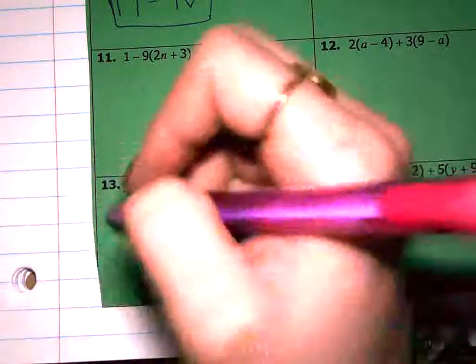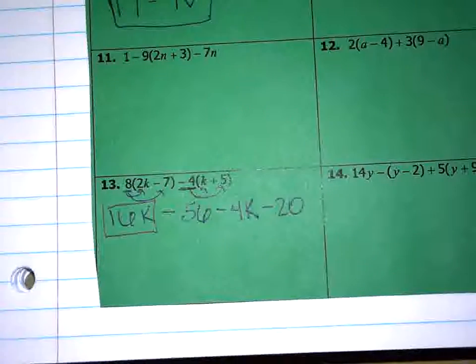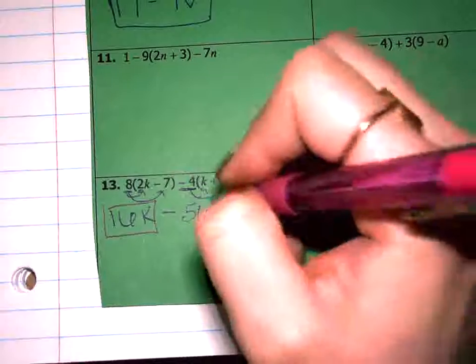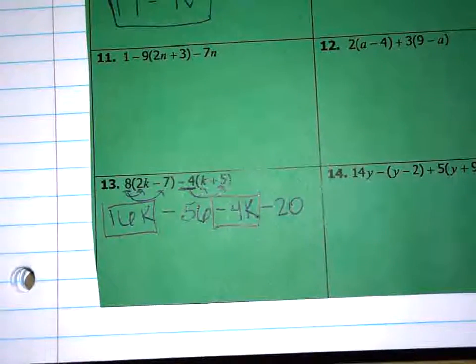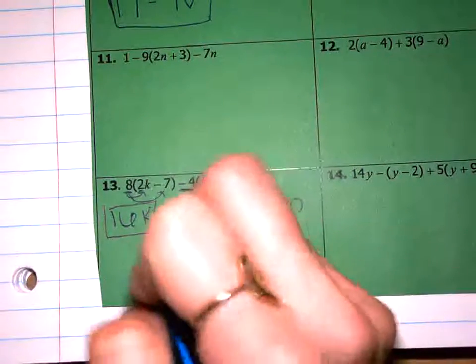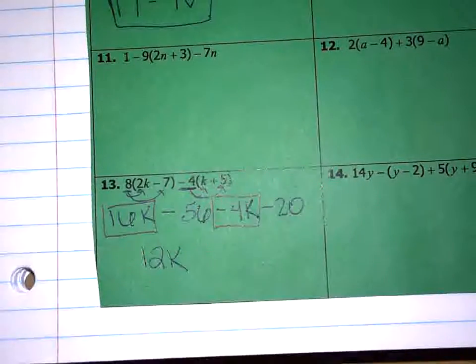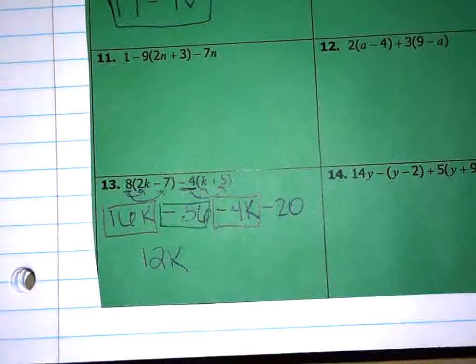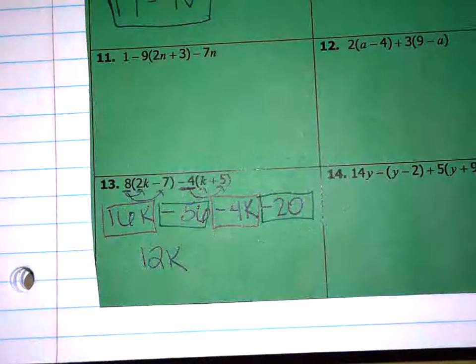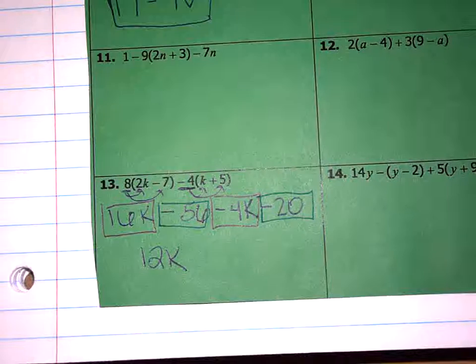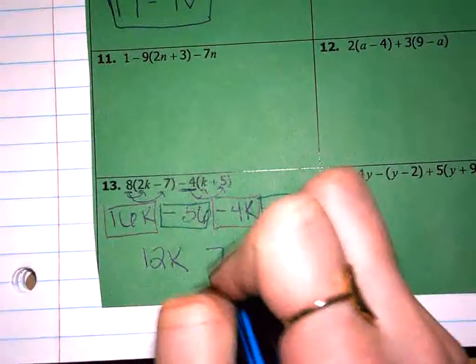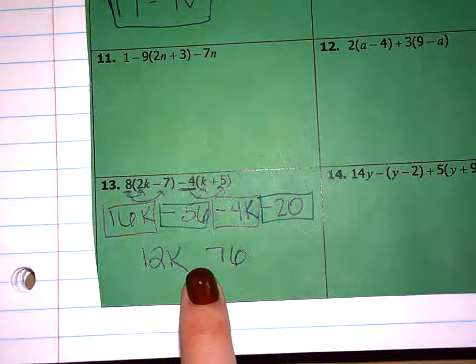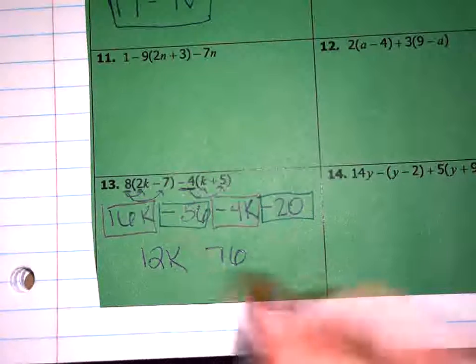What's my first term? 16k. And what can I combine with 16k? Negative 4k. 16k minus 4k is? 12k. What's my next term? Negative 56. And I can combine that with? Negative 20. Don't forget your integer rules. Negative 56 minus 20 is? Negative 76. So do I write plus 76 or minus 76?